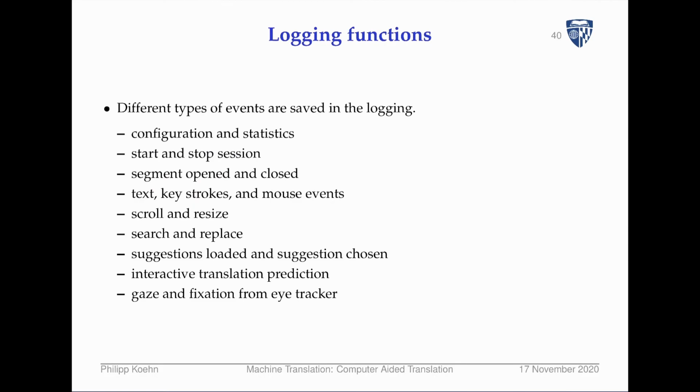Generally, what configuration the tool was being used in, what features were turned on, when the session was started, when it was stopped, when a particular sentence was started to work with and finished. Keystrokes, mouse events, scrolling of the screen. It's a web-based interface, so resizing, search and replace, and so on. What the predictions of the tool were, and even the connection with the eye tracker. So where did they look at the screen? Obviously, this requires special hardware installed with the user.